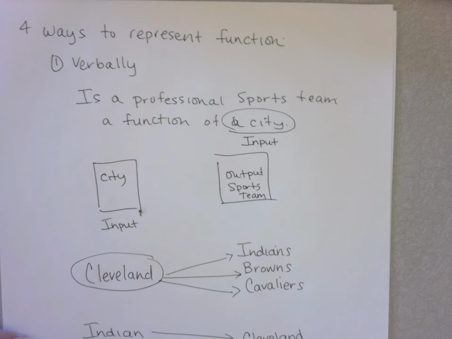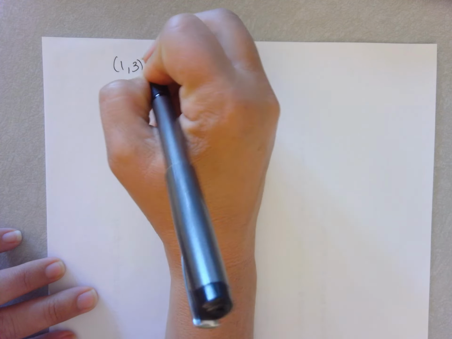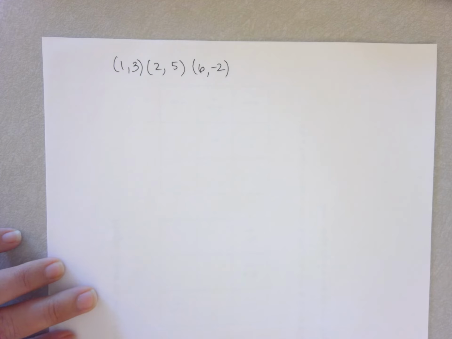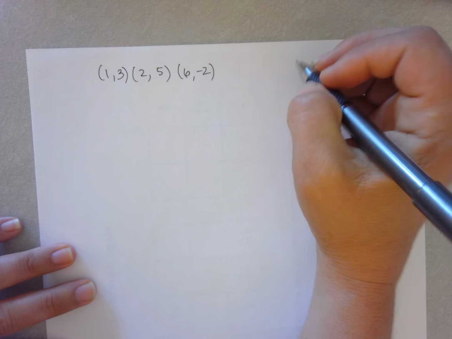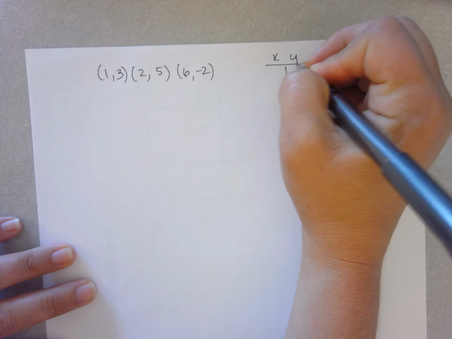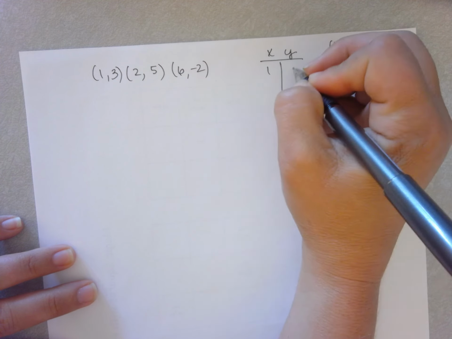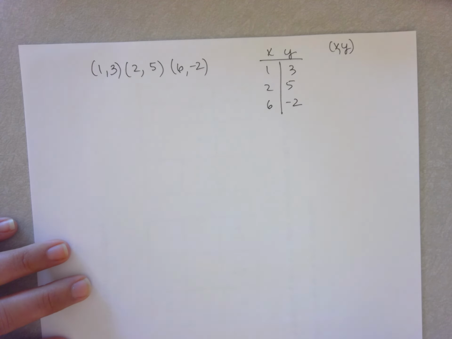All right. So we can also represent functions numerically. That means we can list them as a bunch of ordered pairs, like (1, 3), (2, 5), (6, -2). This is another way to represent a function, and a quick way to tell. I could also put it in a table form. I have this function in x and y, so it's x, y, and I could also write it as 1, 3; 2, 5; 6, -2. It's the same information, just organized slightly differently. This is a way to represent it numerically.